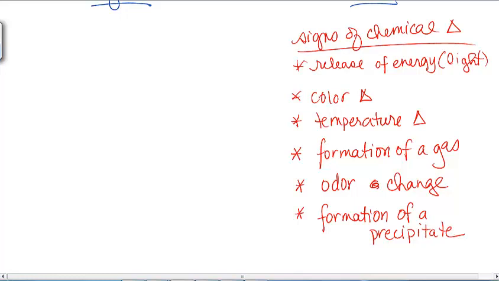No. Not quite. Not quite. Tia? Yeah, it's a solid that forms at the bottom. If you take two solutions and you pour them together and you get a solid that forms and falls to the bottom, that's what a precipitate is: a solid that forms and falls to the bottom. Michael?